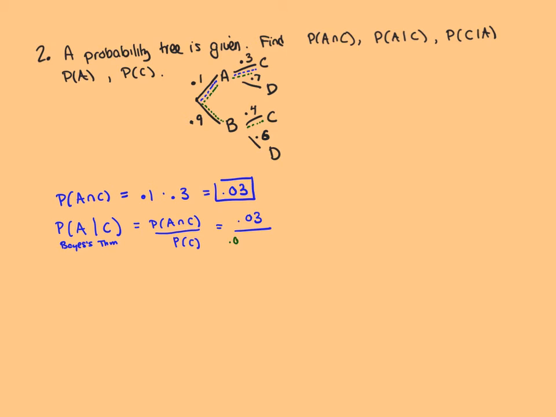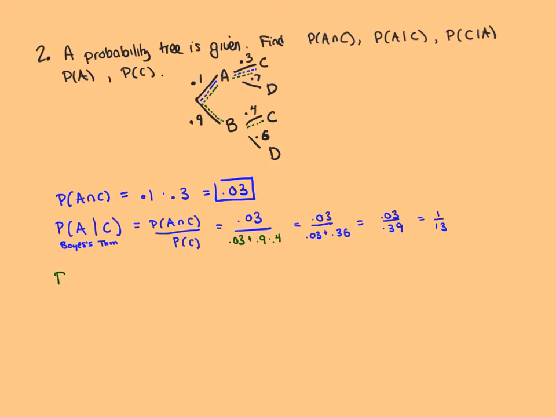A first and then C, we know that's 0.03. For B first and then C, I get 0.9 times 0.4. So that gives me 0.03 over 0.03 plus 0.36. So that's 0.03 over 0.39, which you can see is going to reduce down to 1 over 13, and then you can use a calculator to find the decimal approximation.